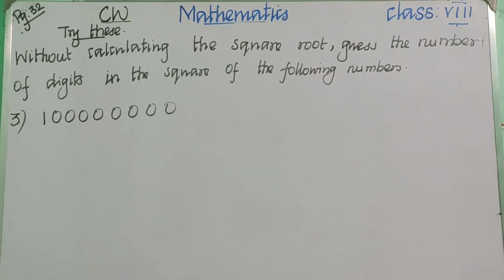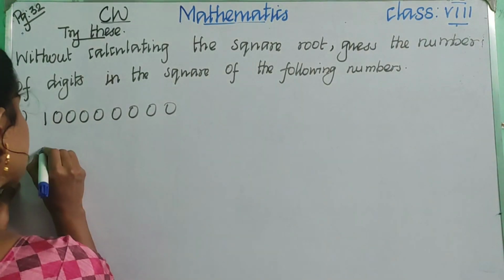Okay, children, let us try this third question. Let us read the question. Without calculating the square root, guess the number of digits in the square root of the following number. Okay, children, so we need not calculate the square root. Simply we are just going to guess the number of digits in the square root. So let us write this inside the square root.